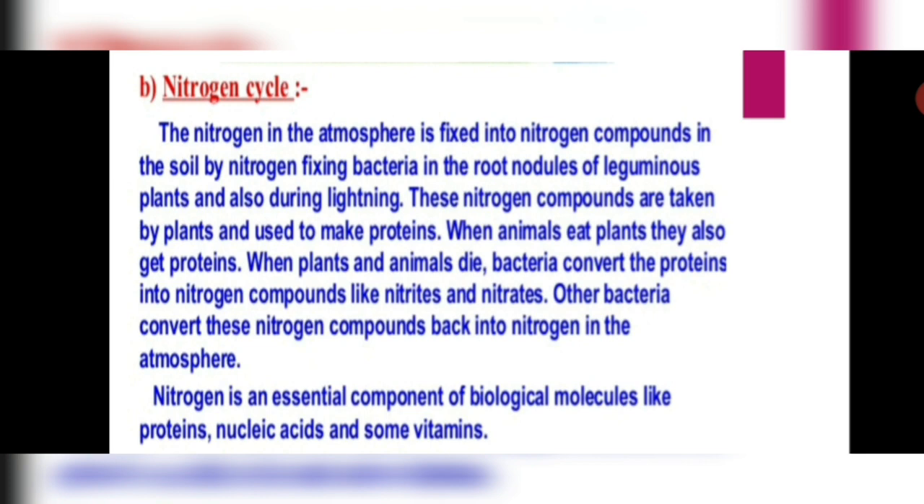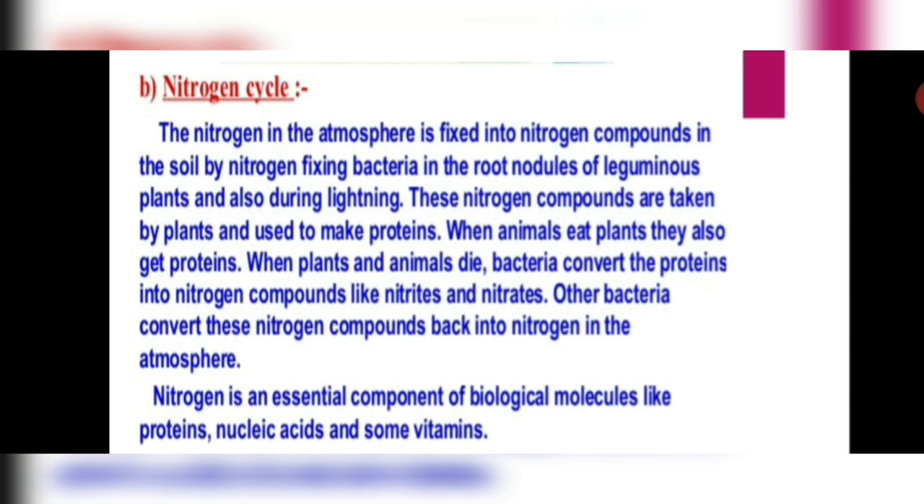These nitrogen compounds can be easily taken up by the plants to form amino acids, which in turn lead to the formation of proteins. Now, when the animals or the consumers, us, when we consume the plants, we get protein and in turn we get nitrogen. When plants and animals both die, the bacteria reconverts the proteins and nitrogenous compounds into nitrites, nitrates, which is a simpler form of nitrogen compounds. Other bacteria convert these nitrogenous compounds into free nitrogen in the atmosphere.